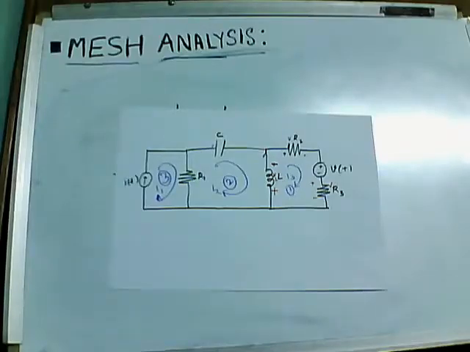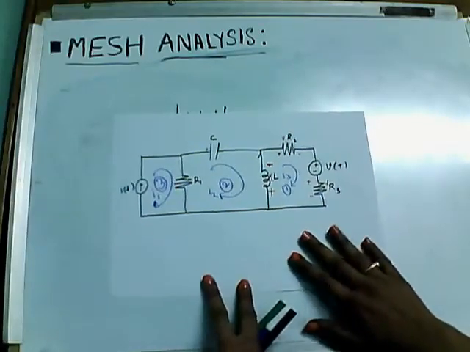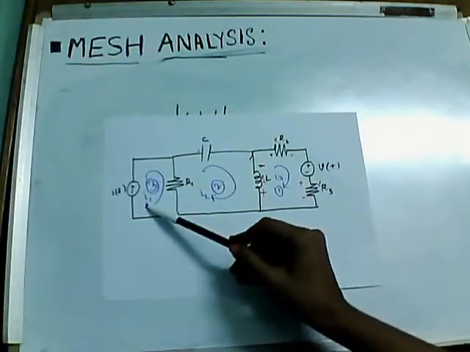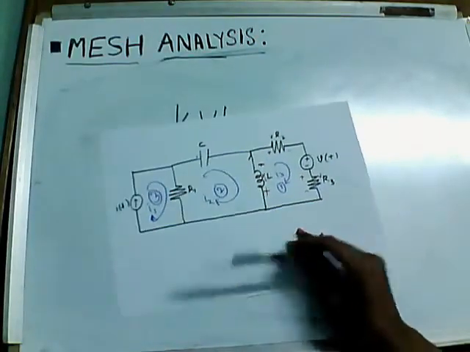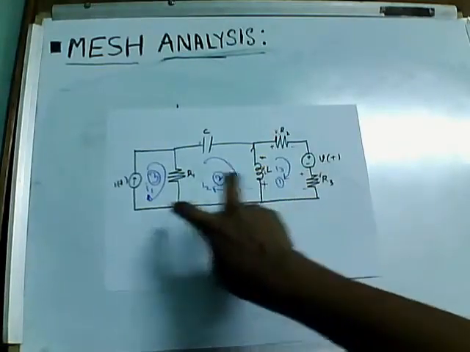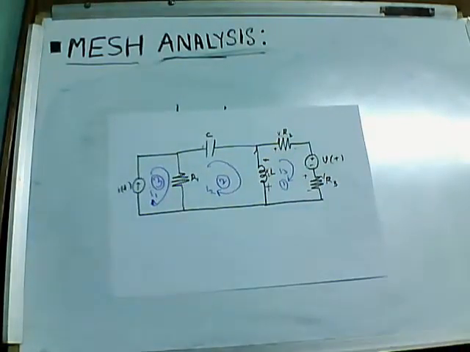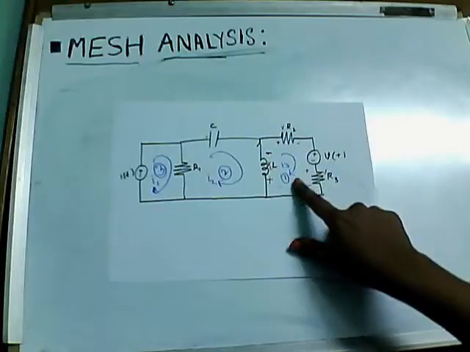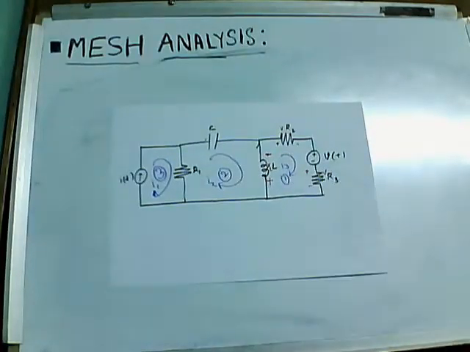The first thing is we have to form or identify the meshes. So we identified three meshes over here. This is I1, this is I2, this is I3. And now let us write the equations for particular meshes. The meshes should be in clockwise direction only. Next, applying the KVL.